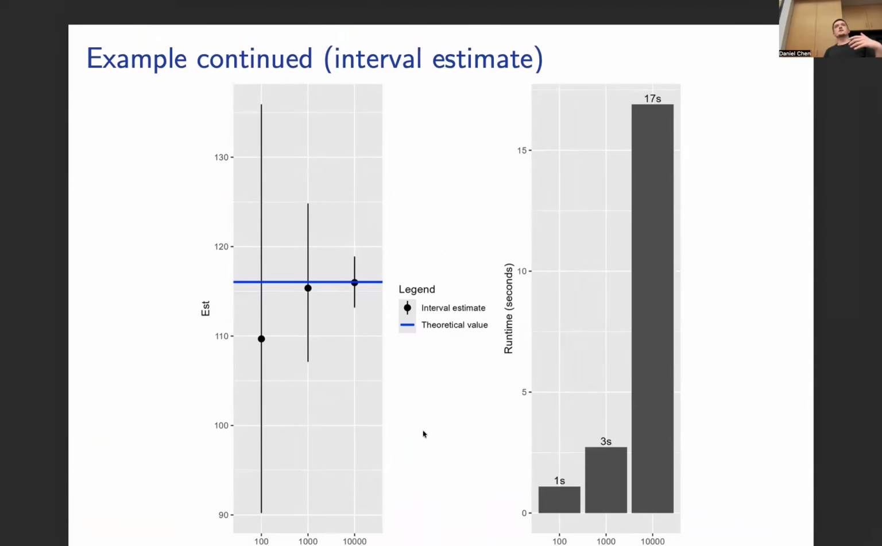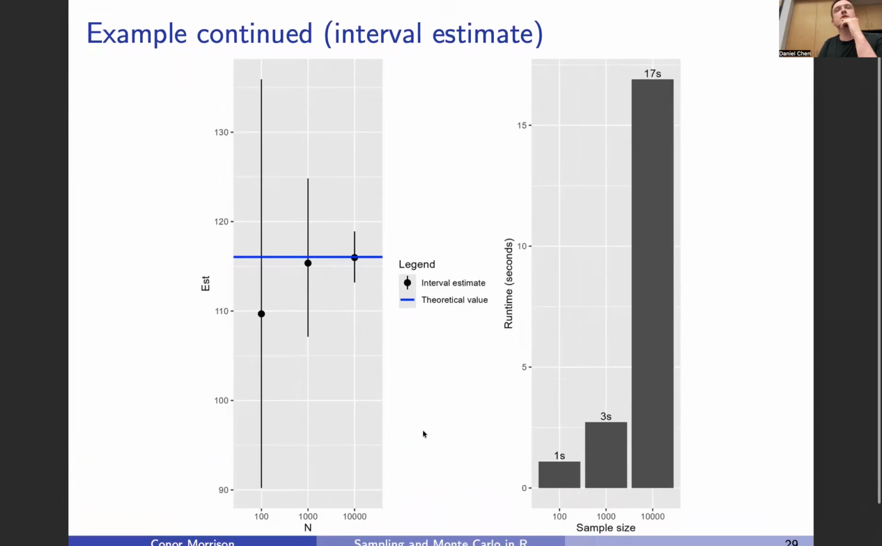So here's the main result. On the left, well, first let's just look. On the bottom, you can see there's 100, 1,000, 10,000. Likewise over here. On the left-hand side, this is the estimate of that quantile. Just to remind you, this is the number so that there's a 99% chance that all five buses arrive within that time. And then over here, this is the runtime of the experiment.